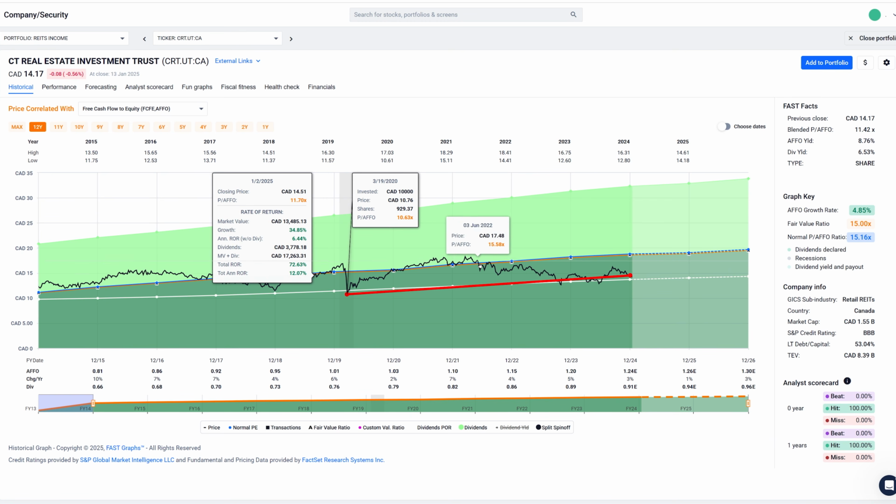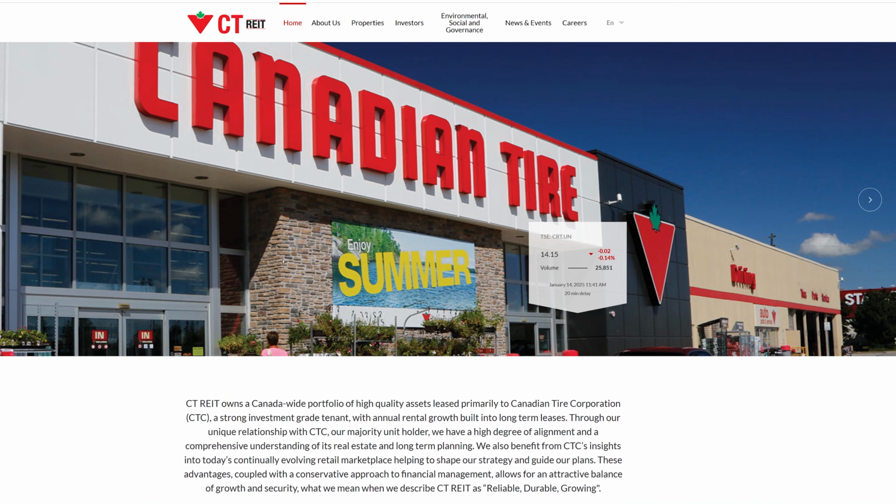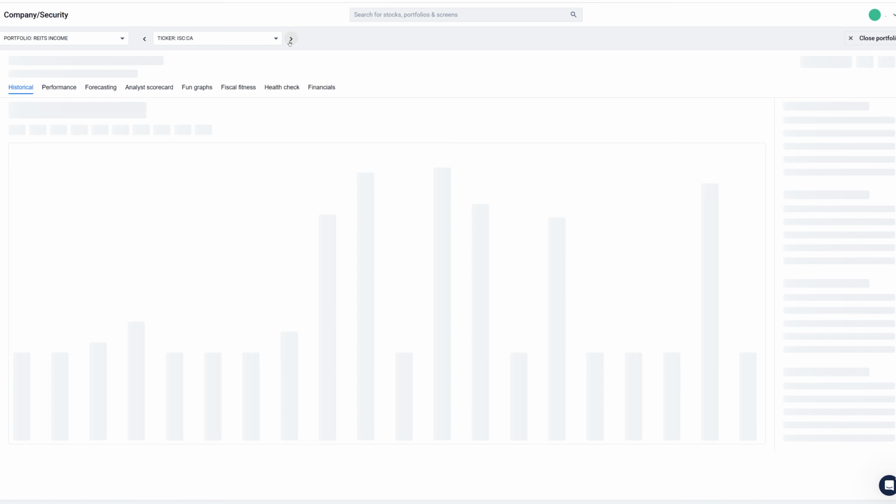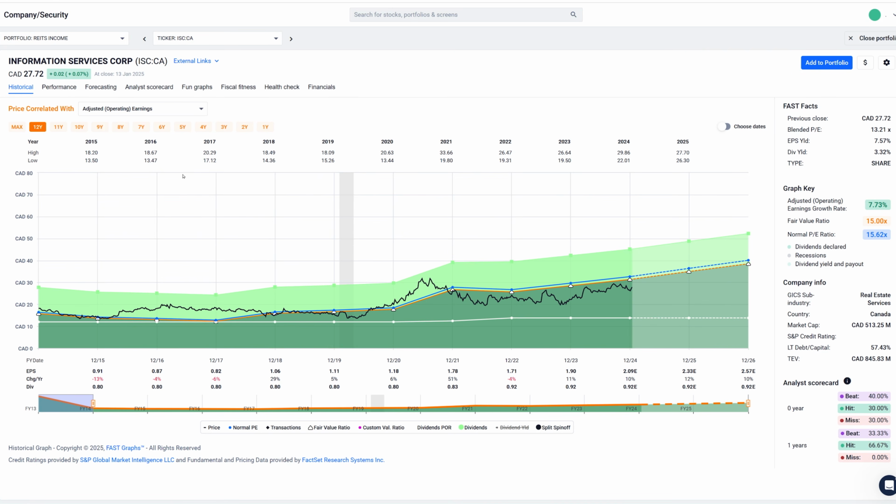So even though we've had this drop in valuation over the last couple of years on CT Real Estate Investment Trust, which again is a retail REIT, and by the way, a Canadian retail REIT. And once again, you can always go into the company's corporate website and basically learn what the company does. Canadian Tire is obviously one of their big properties. Okay, so this REIT looks reasonably valued. I'm going to move along here and be quick because the next one I will look at is information services. Now, this is not a REIT. Okay, it's a real estate services company. It's faster growing than most.